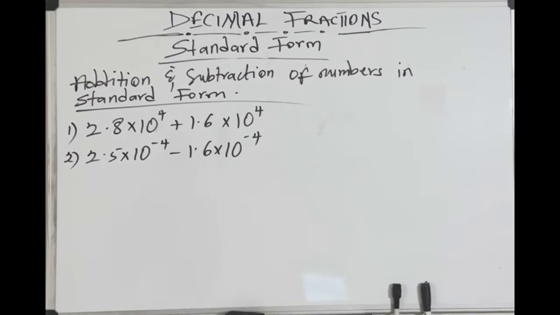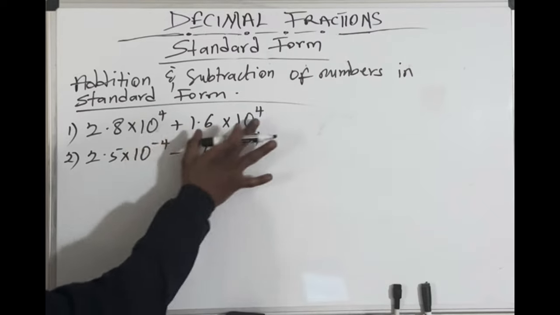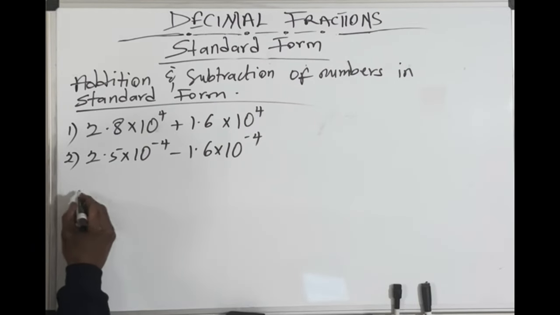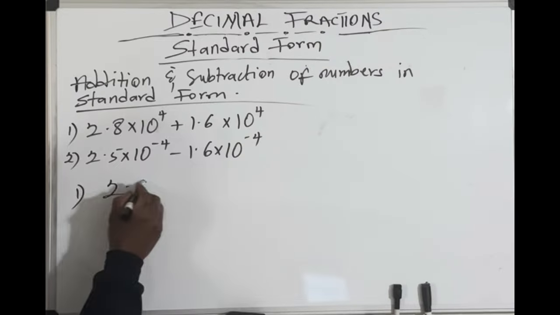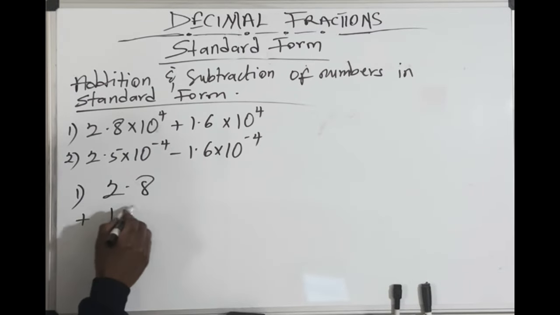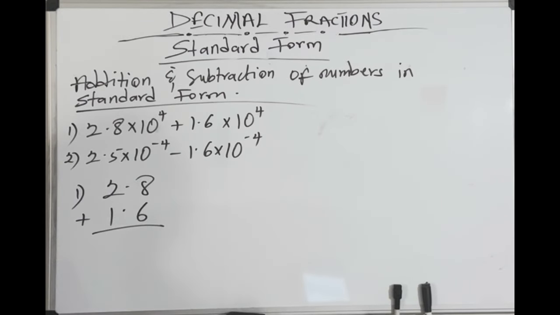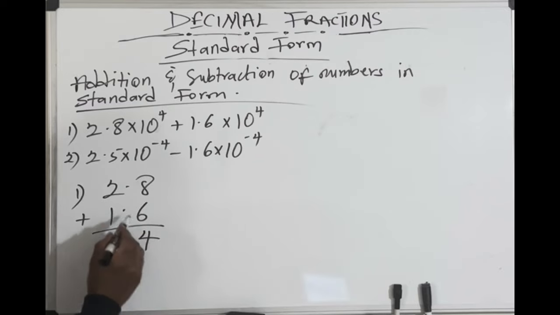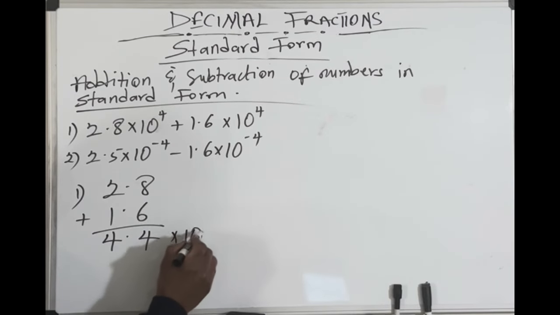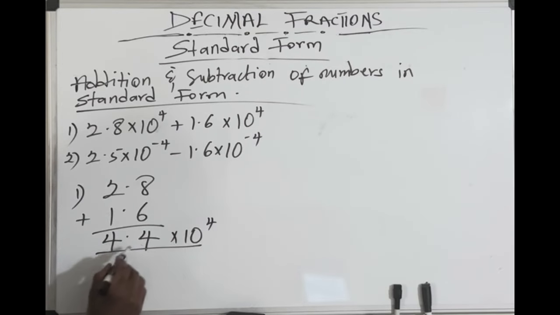Addition and subtraction of numbers in standard form. Because they all have the same powers, just go ahead and add 2.8 plus 1.6. 8 plus 6 is what? 14, so 4, then carry 1, making 4.4. So the final answer will be 4.4 times 10 raised to the power 4.